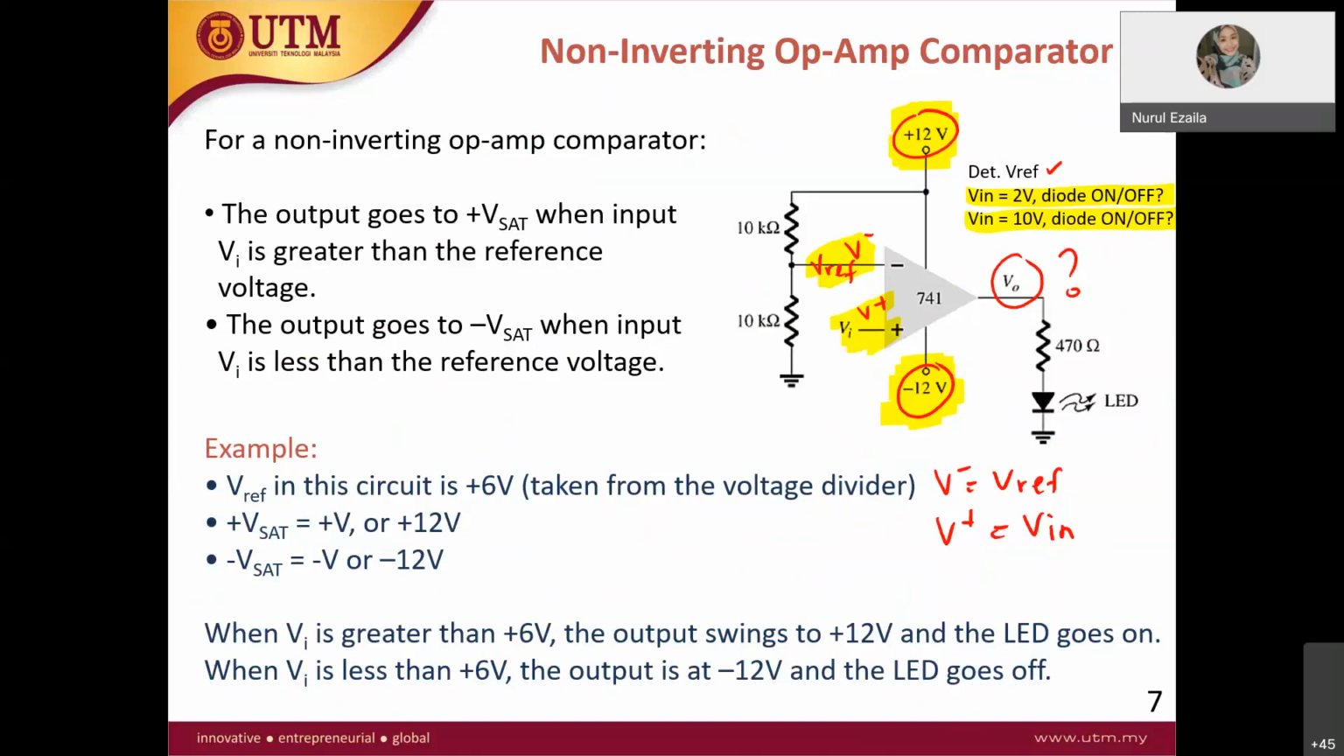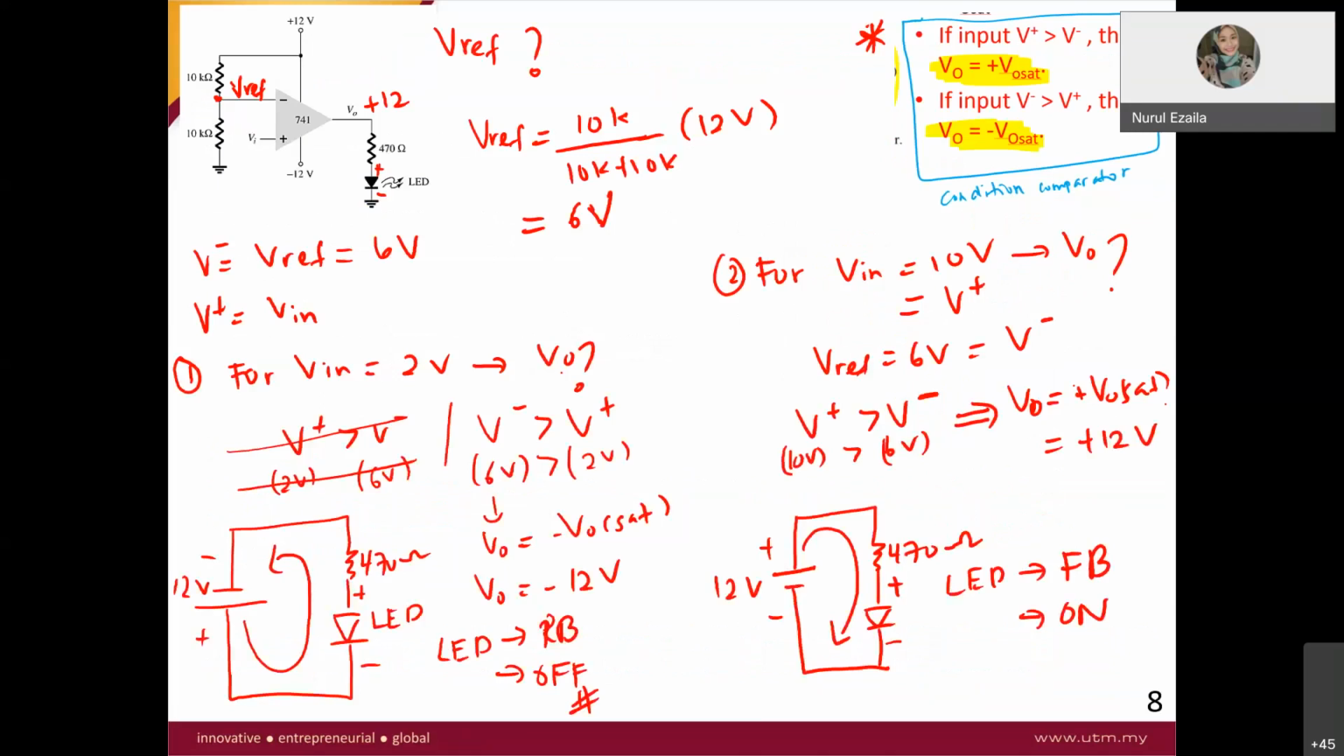Because V input is connected to the plus. Same as the linear op-amp: when V input is connected to the negative, it will be inverted. When V input is connected to the V plus, then this is non-inverting. So we expect that the output is also not inverted, meaning the same as the input. So this is the case of non-inverting.